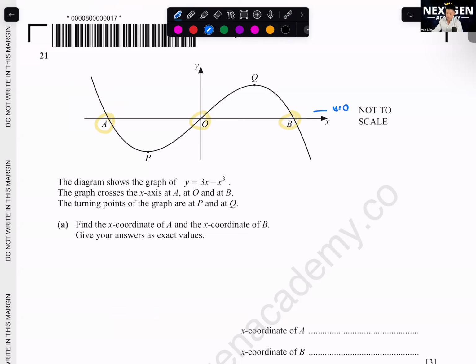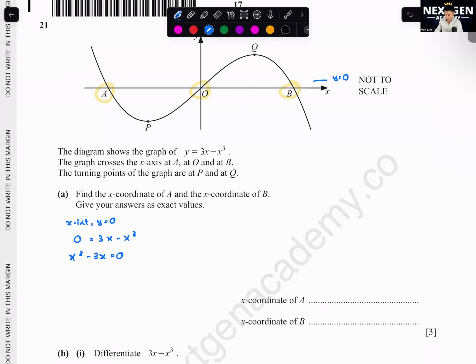Okay, so x-intercept is y equals to 0. Means we want to solve for 0 equals to 3x minus x cubed. Okay, problem. How do we solve this? This is how I will do it. We can move it to the other side so that it's easier to see. For questions like this, you need to factorize out your x first. This is factorizing then solving. x squared minus 3 equals to 0.